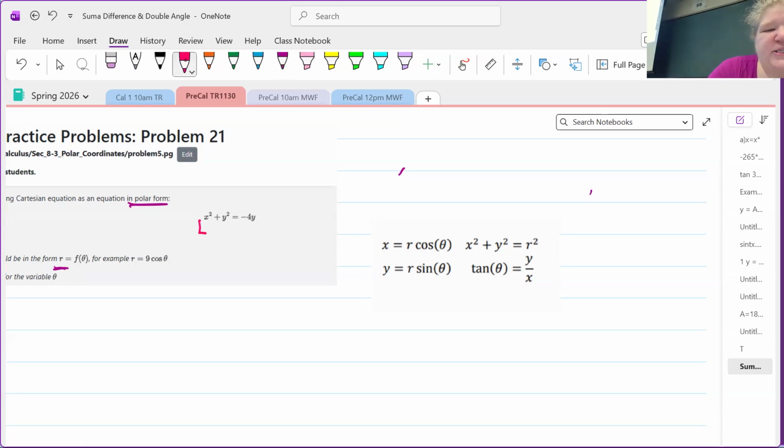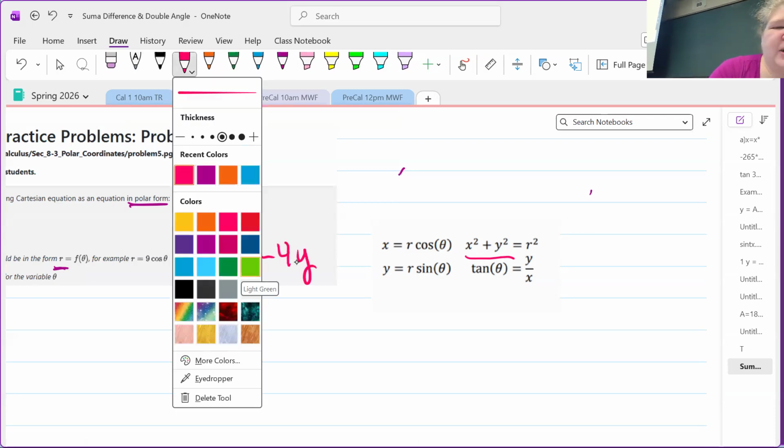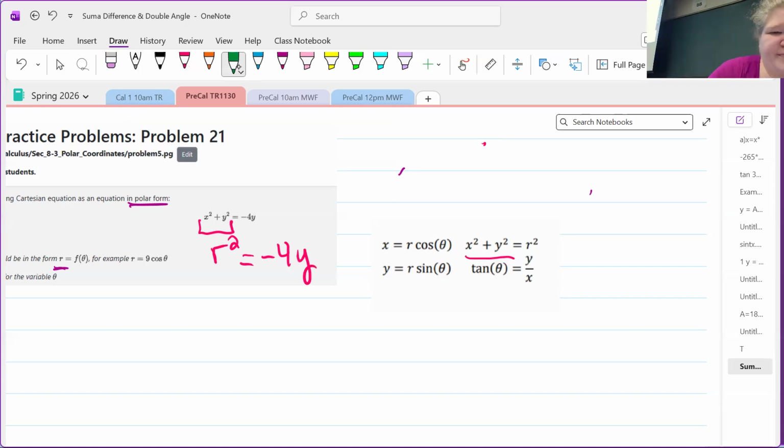But notice here, x squared plus y squared. Why is that so familiar? Yep, it's straight up equals r squared. So there is my first substitution. I have the mixed equation r squared equals negative 4y. Now I know y is the same as r sine theta, so I'm going to write that in. So I have r squared equals negative 4 r sine theta.